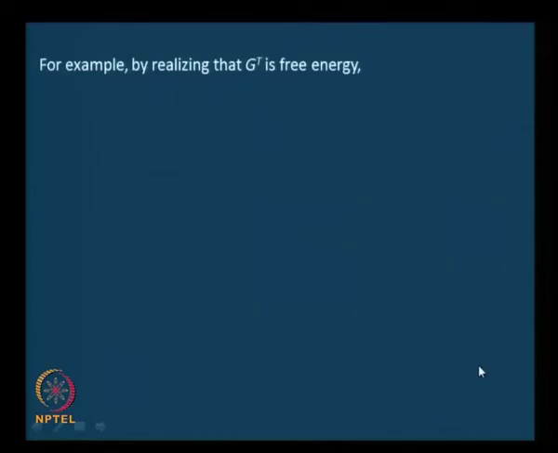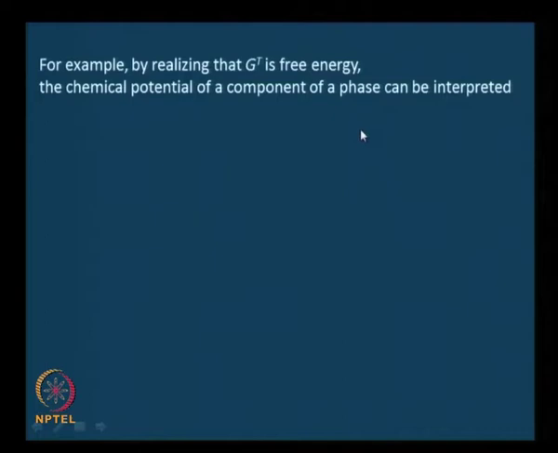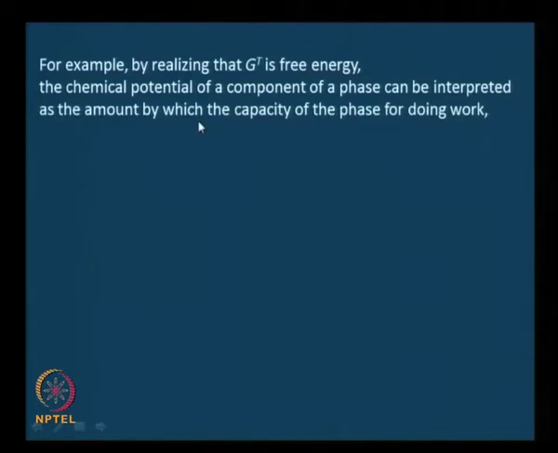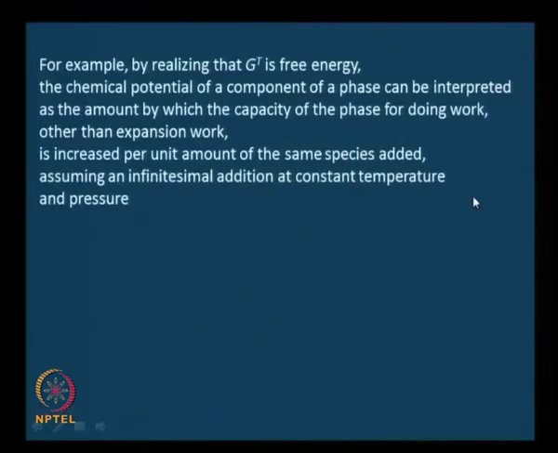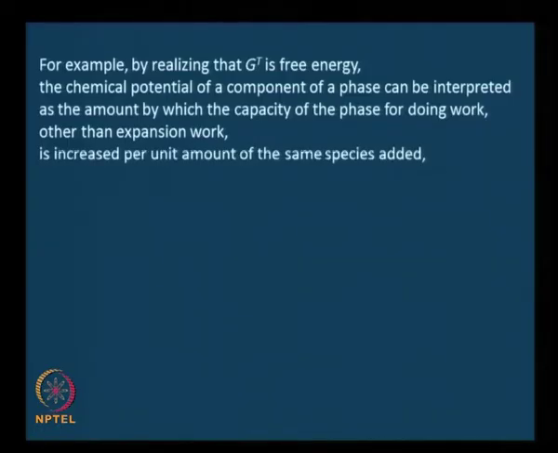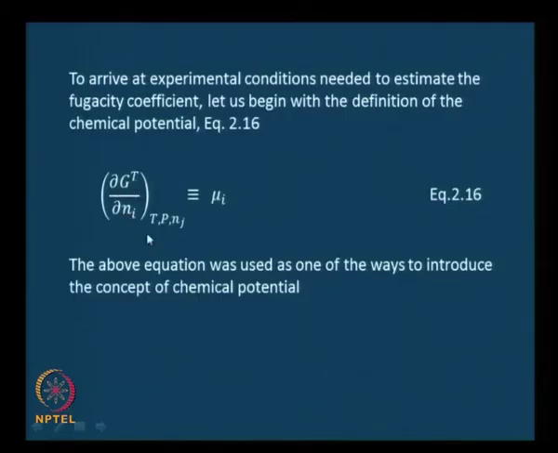For example, by realizing that Gt is the total free energy of the closed system, the chemical potential of a component of a phase can be interpreted also as the amount by which the capacity of the phase for doing work other than expansion work is increased per unit amount of the same species added, assuming an infinitesimal addition at constant temperature and pressure. This comes from whatever we have seen earlier, ∂Gt/∂Ni at constant T, P, nj was given as the chemical potential. Now, we are looking at Gt as the free energy, or the capacity to do work apart from PV work, and then we said that this is the amount by which it increases when you infinitesimally add one of the species at constant temperature, pressure, and all other species remaining constant. That is one of the ways to interpret it. It is good to know this.